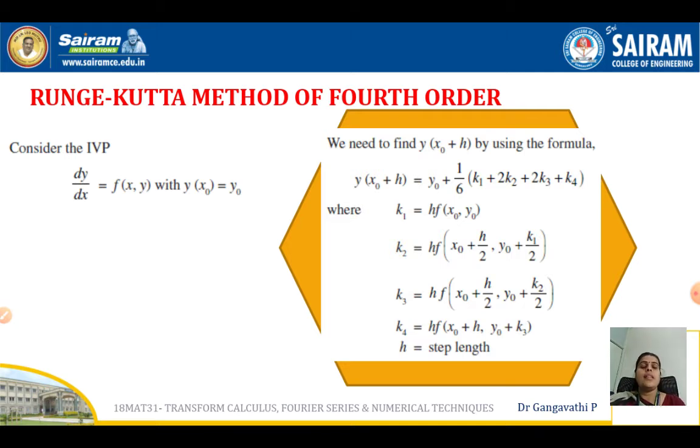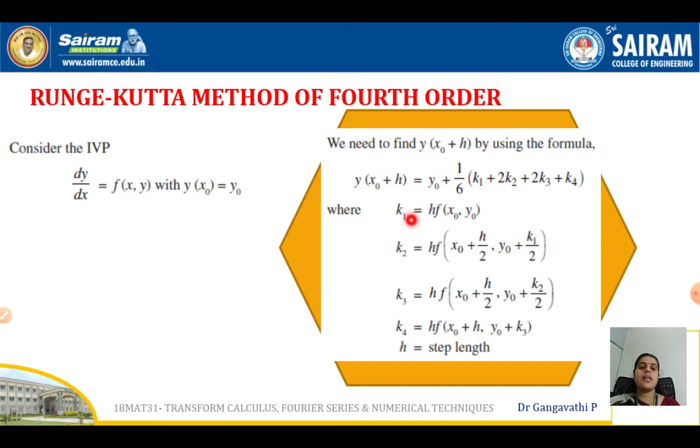Let us see how it is used. The formula for the Runge-Kutta method is this: to find the value of y at x naught plus h, y of x naught plus h is equal to y naught plus 1 by 6 into k1 plus 2k2 plus 2k3 plus k4. So what are these k1, k2, k3, k4?